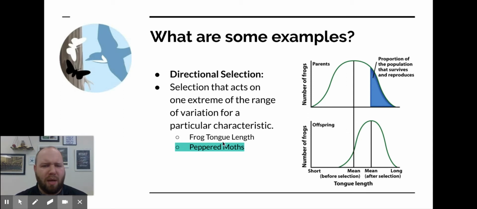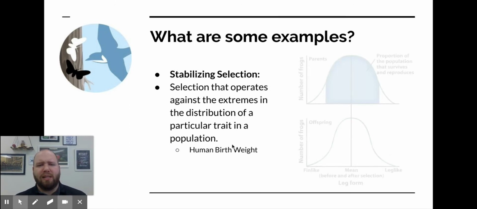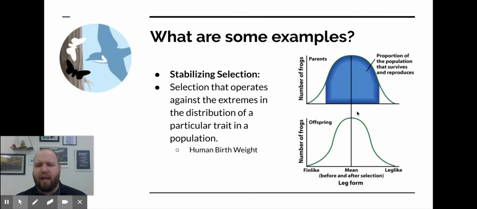And that's what you saw in the peppered moths with the colors. Populations were shifting one direction to the other, either over to the white variant or over to the dark variant. Another example is stabilizing selection. Stabilizing selection is the idea that there's a medium range for this trait that is most advantageous. So, you don't want to be out here on the extremes. The extremes always get eliminated, and the middle is where most of the resources are going.